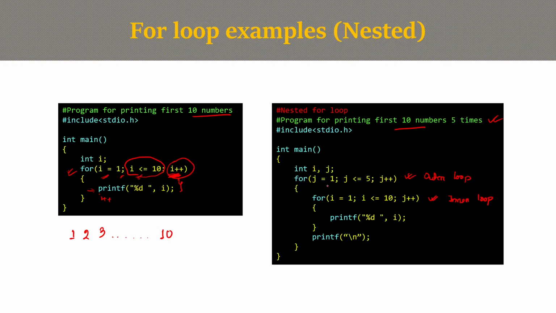When j is equal to 1 and j is less than or equals to 5, which means that 1 is less than or equals to 5, what will happen is it satisfies this condition. So it will execute this statement now.